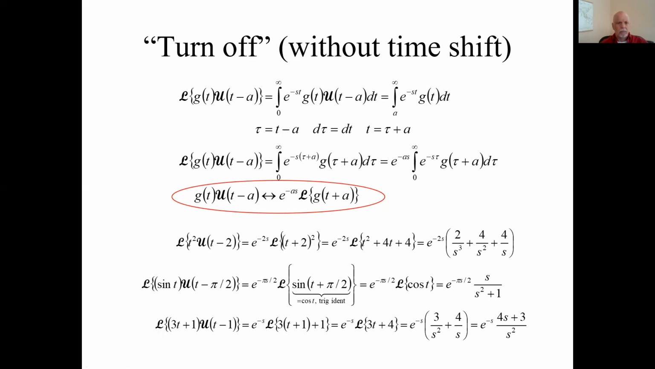One last one. Original time function cut off to the left of 1. In this case, a is 1, so it's e to the minus s. For the Laplace transform, every place I had a t here, I replace it with t plus 1. Be careful with those pluses and minuses. Even I make that mistake sometimes. So it'll be 3 times the quantity t plus 1 plus 1, which is 3t plus 4. And there we go. See how that's done?